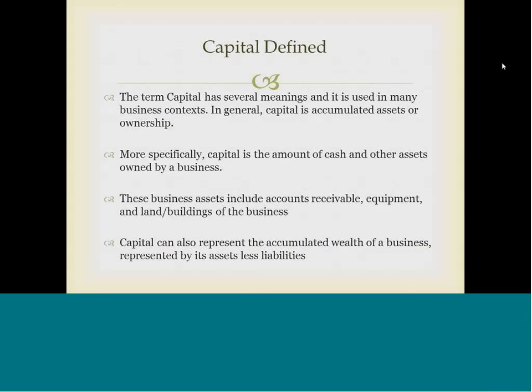The term capital has several meanings, and it is used in many different business contexts. In general, capital is accumulated assets or ownership. More specifically, capital is the amount of cash and other assets owned by a business. And notice the focus here on assets. These business assets include things like accounts receivable, equipment, land, buildings, etc., anything that's owned by the business. Capital can also represent the accumulated wealth of a business in terms of its assets minus its liabilities.